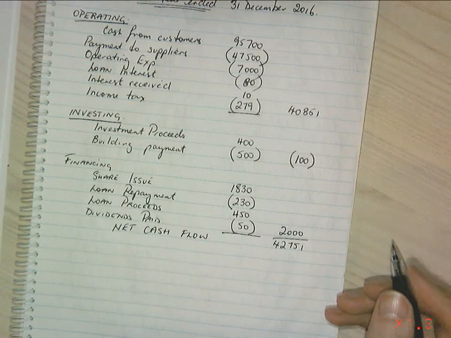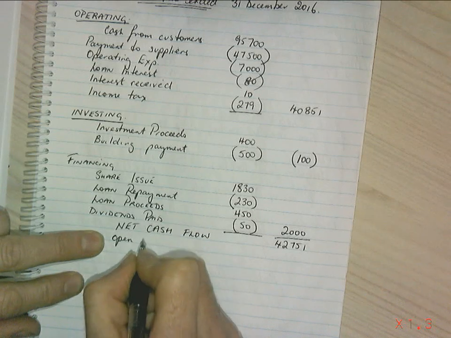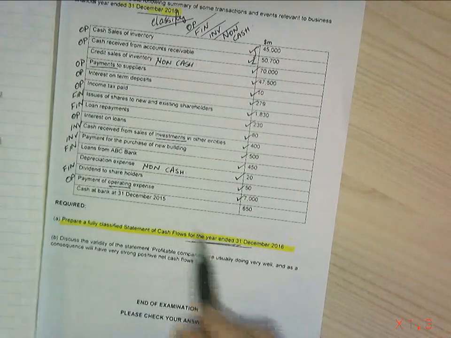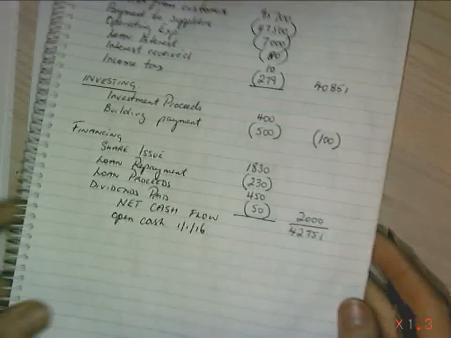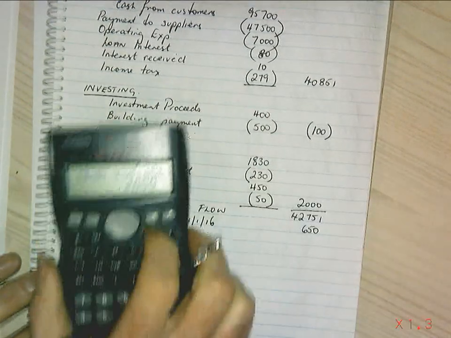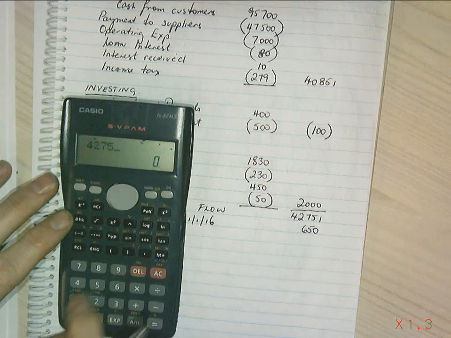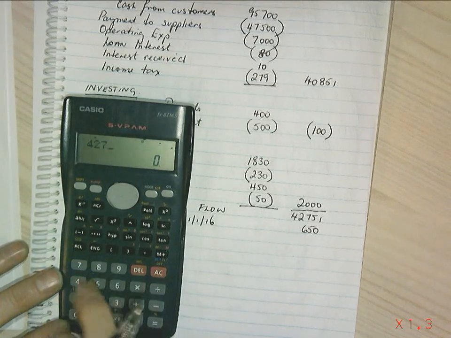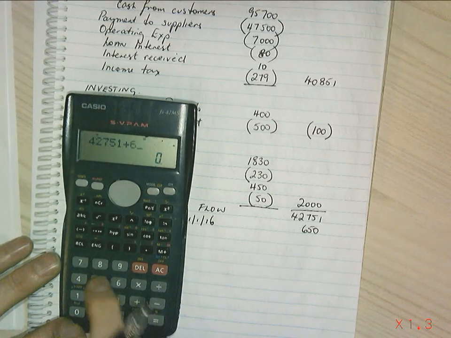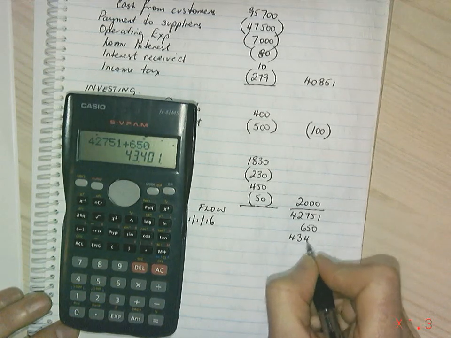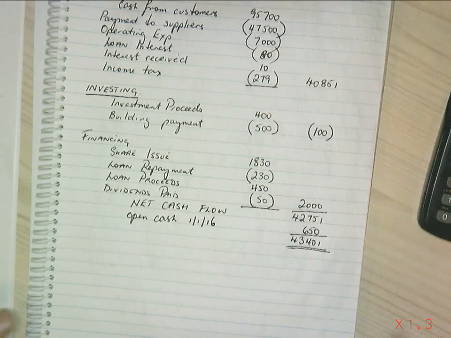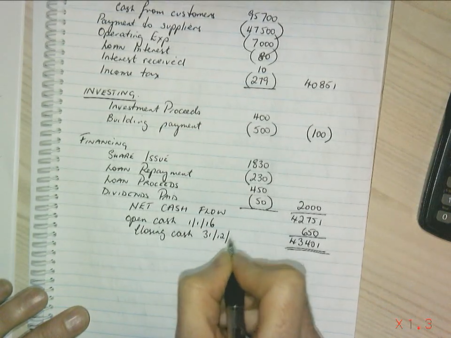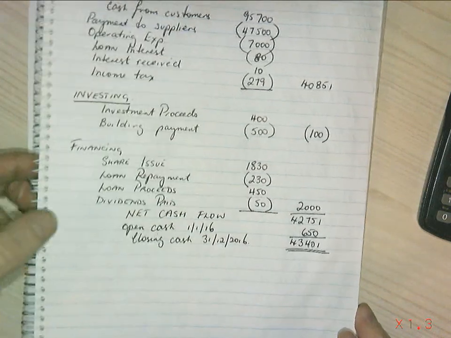Good cash flow in this business. Now my opening cash at the 1st of the 1st, 16. I had to just check my dates there. My cash at bank was 650. So that becomes my opening cash position, 650. This business has done well this year. 42,751 plus 650. Oh, that doesn't look right. What did I do there? I'll do it again. Okay, 650 comes to 43,401, which is my closing cash balance. And that's at the 31st of the 12th, 2016. So that takes care of that bit.